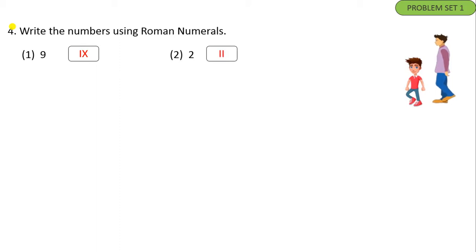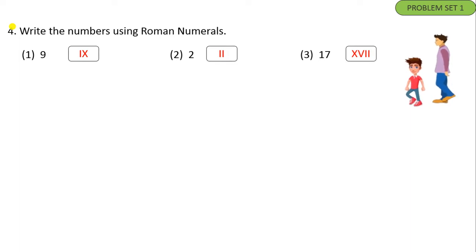Rahul, can you tell the answers of next questions? Yes, teacher, I will try. Teacher, next one is 17. So, I will distribute it in groups, that is 10 plus 5 plus 2. And then it will be written in Roman numerals as XVII. Yes, it is correct. Thank you, teacher.